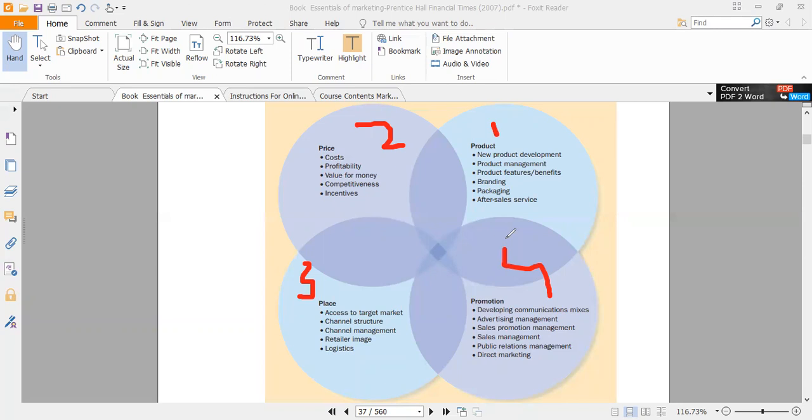ब्रांडिंग, ऑफ कोर्स देयर इज प्रोडक्ट, देयर इज ब्रांडिंग. ब्रांडिंग प्रोडक्ट्स की ही होती है. पैकेजिंग भी प्रोडक्ट्स की ही होती है, राइट? और आफ्टर सेल सर्विसेज, वंस द प्रोडक्ट्स आर सोल्ड, right? And now we are facing the different claims, different problems which are faced by the customers, after the sale. So ये सारी की सारी चीजें जो यहाँ आती हैं, ये आपकी product related है, and this is the first and foremost P of your marketing mix.